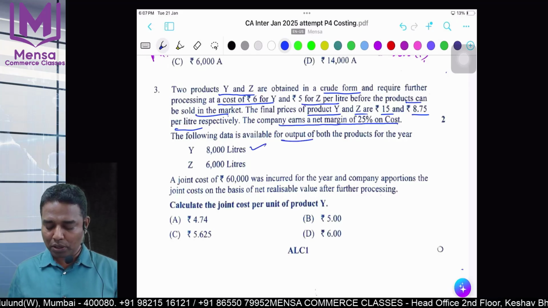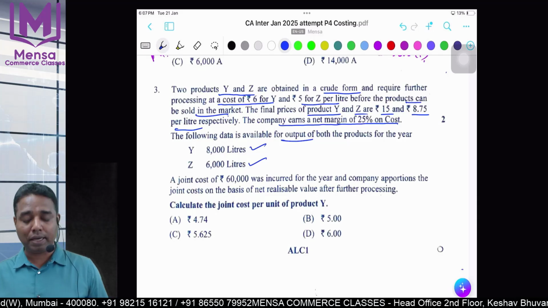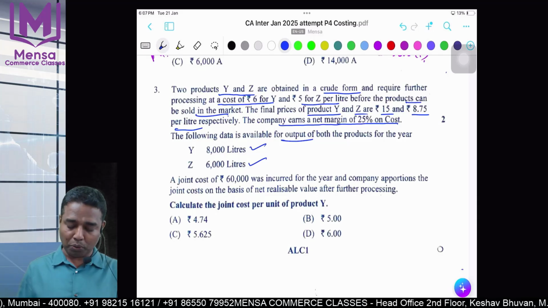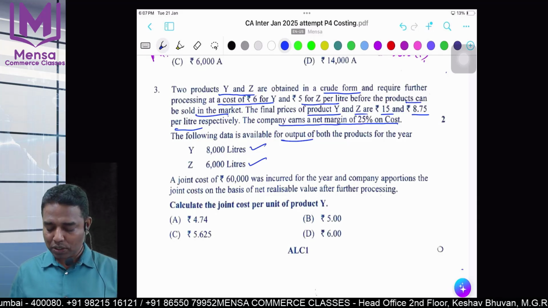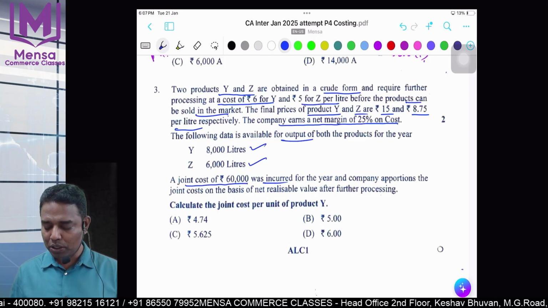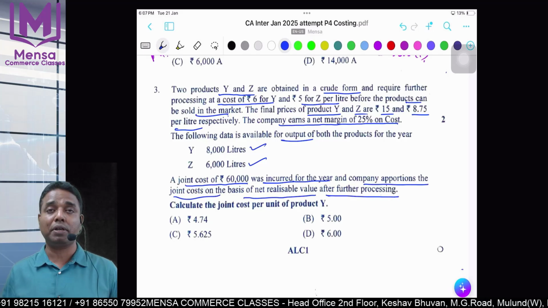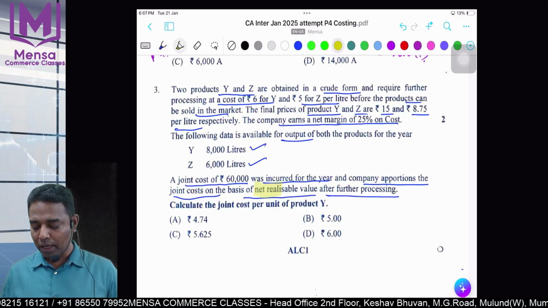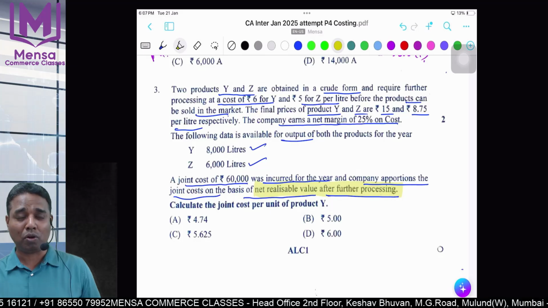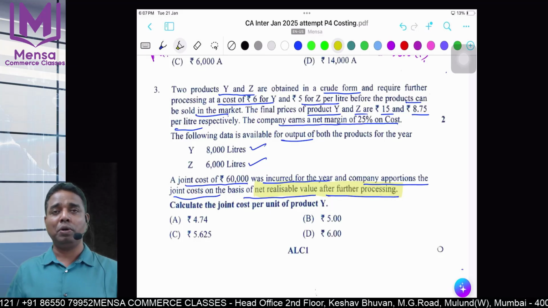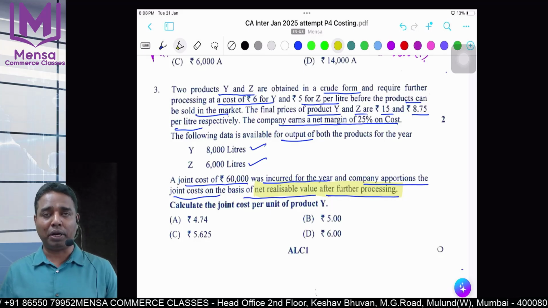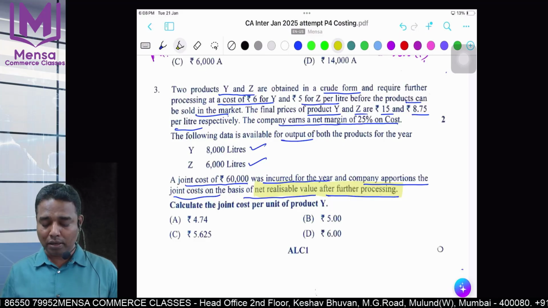Output is 8,000 liters of Y and 6,000 liters of Z. And a joint cost of 60,000 was incurred during the year. The company apportions the joint cost on the basis of NRV after processing. That's a key point. Normally the questions you do are NRV at the split off point. Now they are saying NRV after processing.